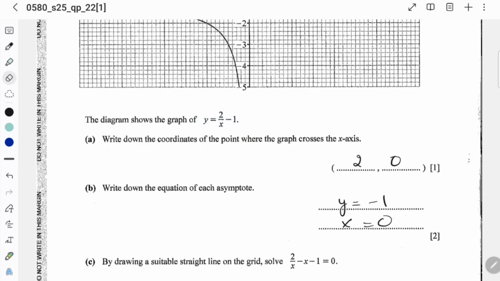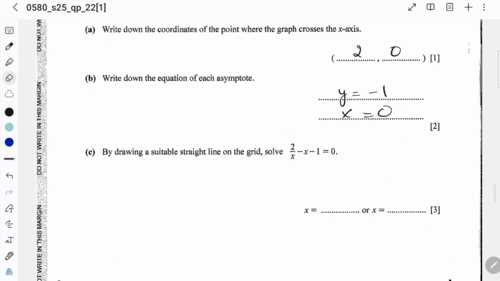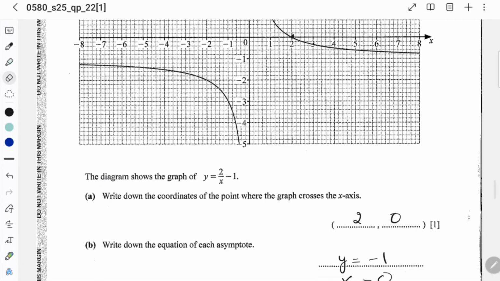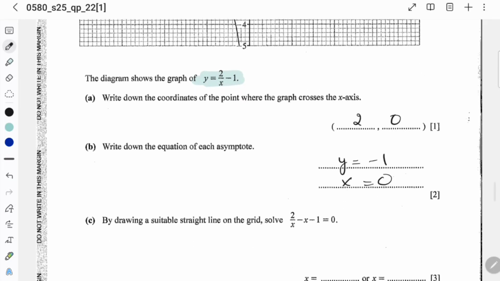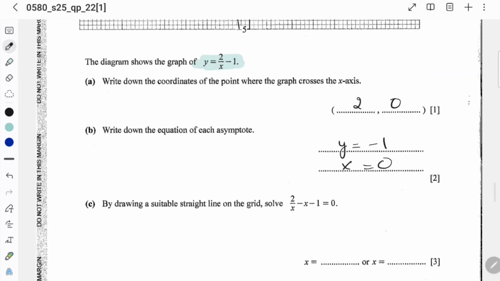All right, now for the next one, by drawing a suitable straight line on the graph, solve 2 upon x minus x minus 1 equals 0. Again, look at the equation, y equals 2 upon x minus 1. Always we just compare. We have to make it y. So y equals 2 upon x minus 1. So 2 upon x minus 1 minus x equals 0. I just rearranged. And then 2 upon x minus 1, I can write down y minus x equals 0, or y equals x is the equation which we have to draw.